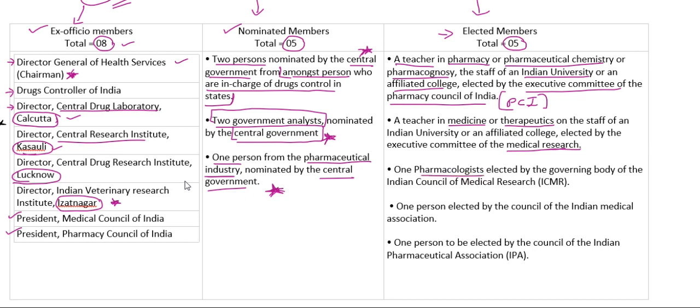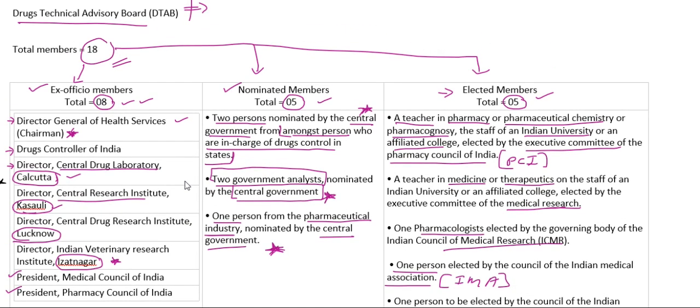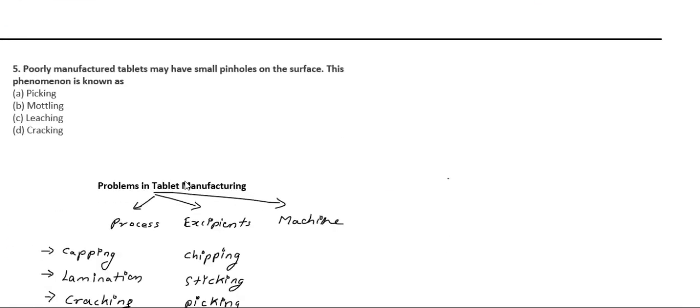Next, a pharmacologist elected by the governing body of the ICMR, that is Indian Council of Medical Research. One person is elected by the Council of the Indian Medical Association, or IMA. Then one person is elected by the Council of IPA, that is Indian Pharmaceutical Association. So a total of 5 members are elected members, 5 members are nominated by the central government, and then there are ex officio members, a total of 8. These are the important points you have to remember when studying Drug Technical Advisory Board.